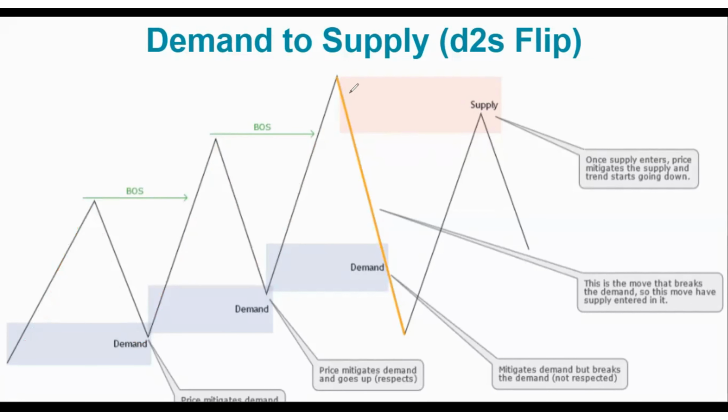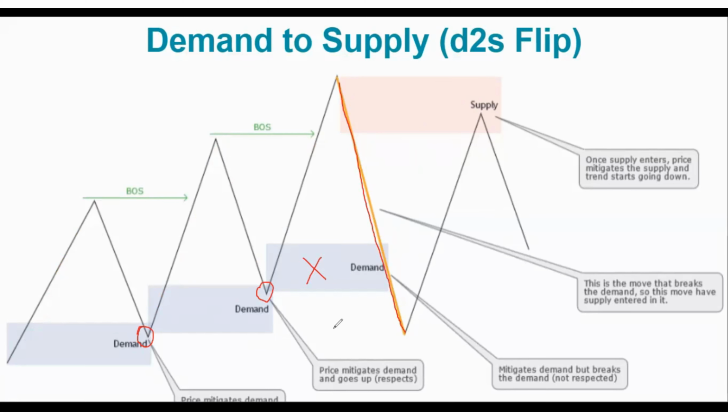So what do we expect the market to do now? We expect the same thing to continue, come here, mitigate the demand, and go and create a new higher high, right? But here you see what happened. The price just breached your demand. It just broke the demand. It got respected here, but it failed here. This demand didn't get respected. The market just went past your demand.